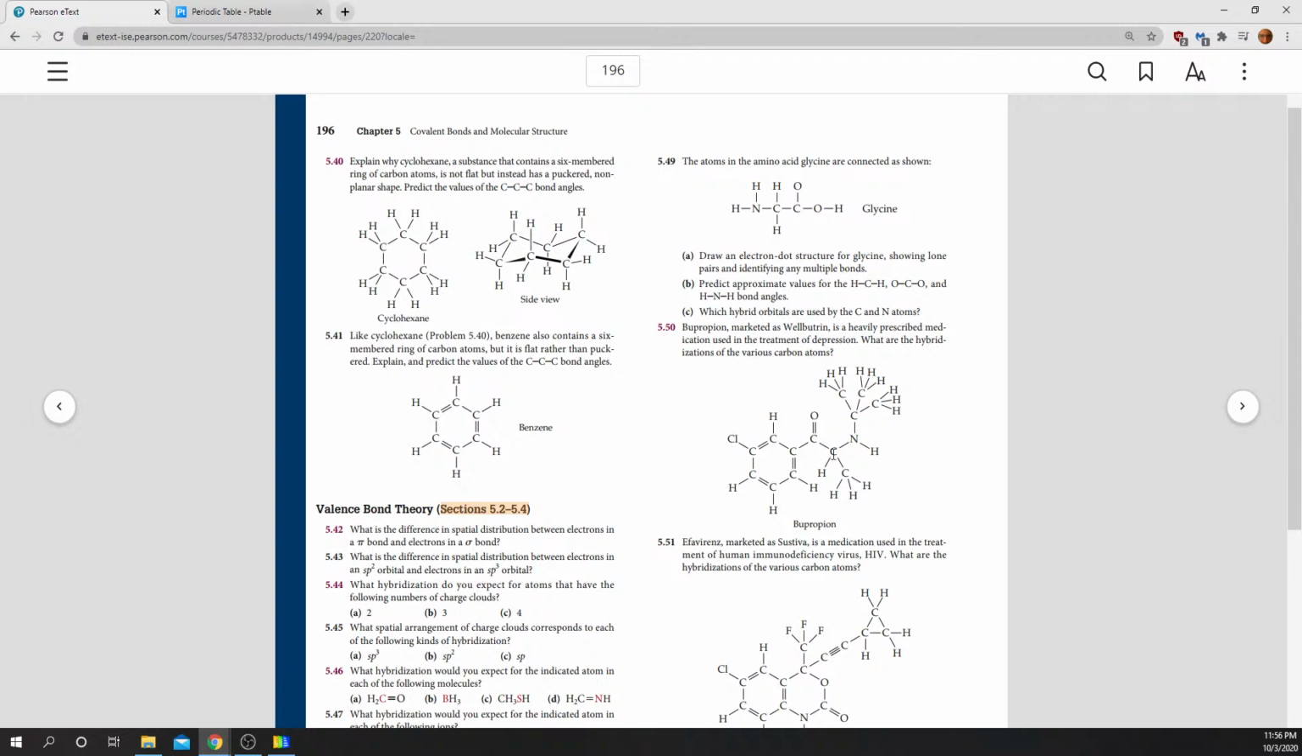This carbon here, it's tetrahedral, so sp3 hybridized. This carbon is also tetrahedral, also sp3. So these 4 carbons up here are all tetrahedral and all sp3 hybridized.